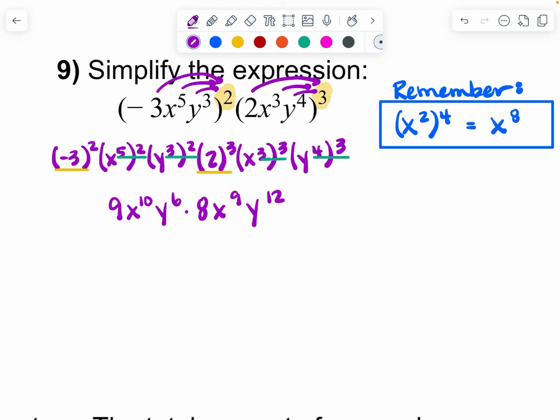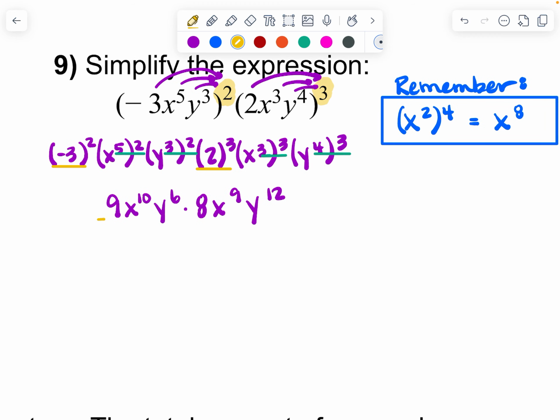All right, and we're still not done, right? Because we have stuff that we can multiply together. We have all these like bases. So we have constants or coefficients, I guess, 9 times 8. So we can actually do that math. So 9 times 8 is 72.